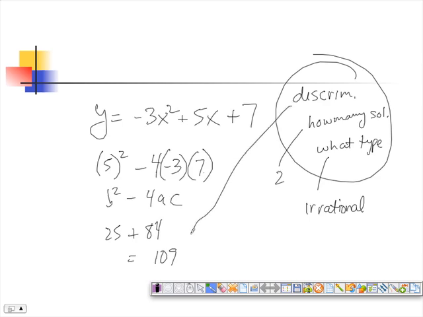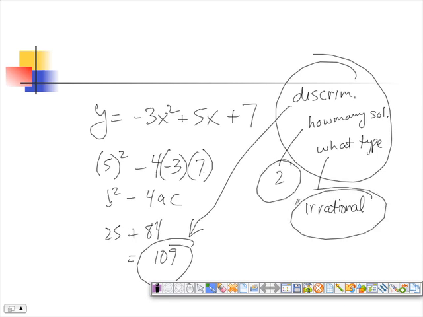Discriminant 109. So 2 answers, irrational. There you go. That's how you use a discriminant.